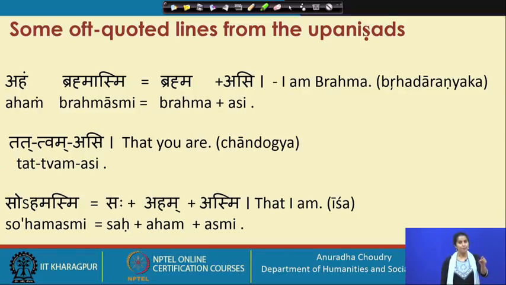And then the next Mahavakya says, not just I am that, but you are also that. Tat Tvam Asi, that you are. Not just I am that Brahman consciousness, but you too are fundamentally that same Brahman consciousness. Tat Tvam Asi, coming from the Chandogya Upanishad. And the realization of that, Saha Aham Asmi, that I am. The Saha Aham combines together with a sandhi and becomes Soham Asmi from the Ishopanishad.